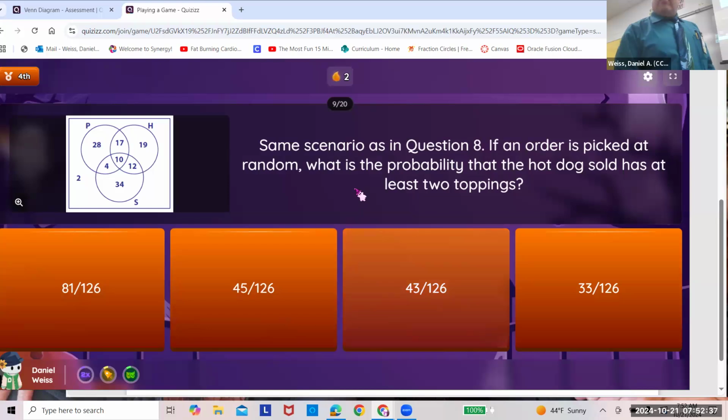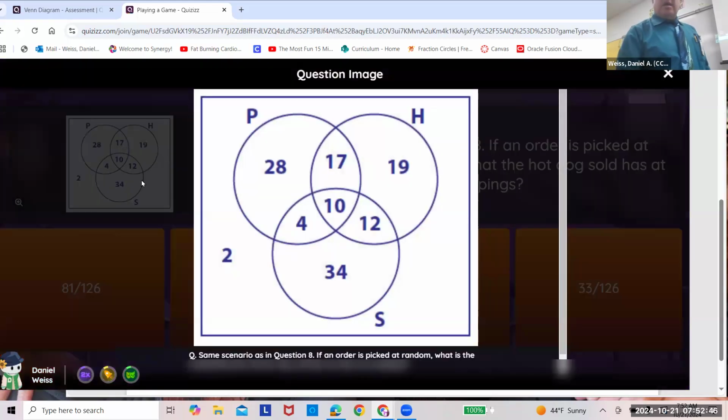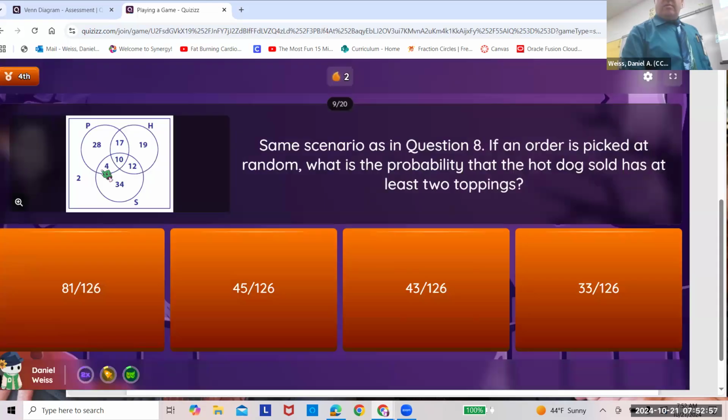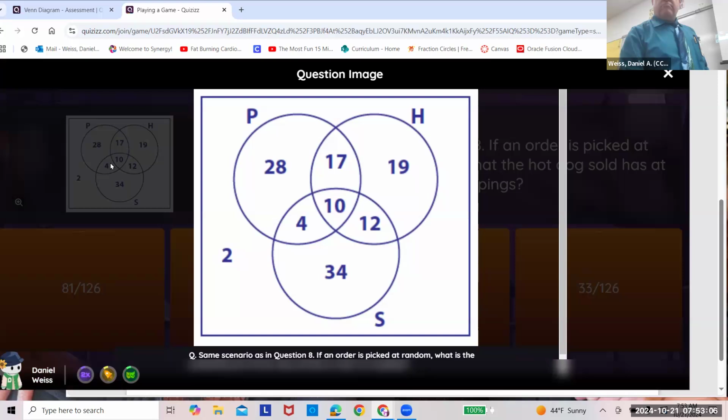If an order is picked at random, what is the probability that the hot dog sold has at least 2 toppings? At least 2 toppings. Okay. So what's the probability the hot dog sold has at least 2 toppings? Oh, okay.